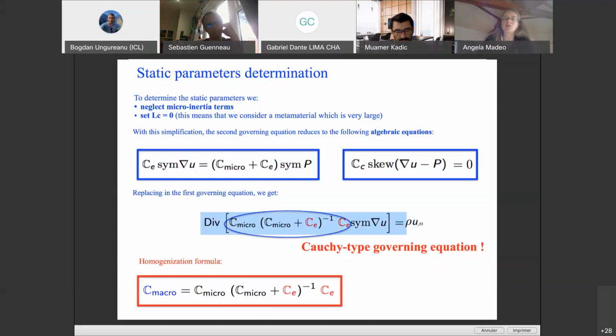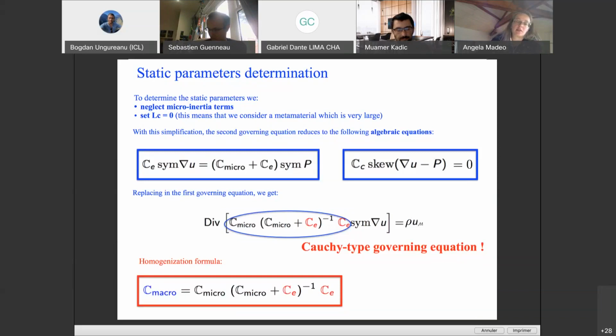and which is a Cauchy type equation, in the sense we have the divergence of some elasticity tensor times grad u equal rho acceleration. Okay, so it's Cauchy type. What we can say is thus that this tensor, which contains the tensors of our micromorphic model, all this combination of our tensors, is equivalent to a macroscopic elastic tensor. So we set C macro equal to this combination.